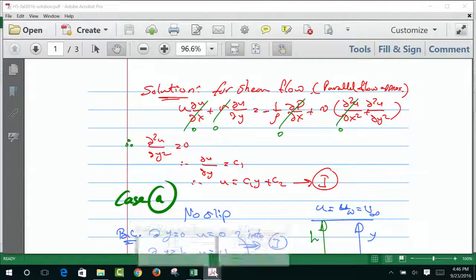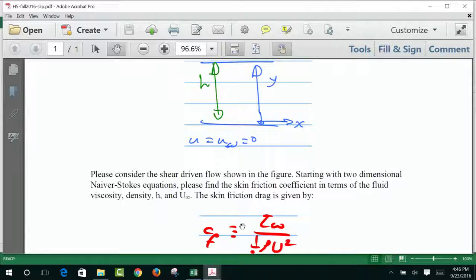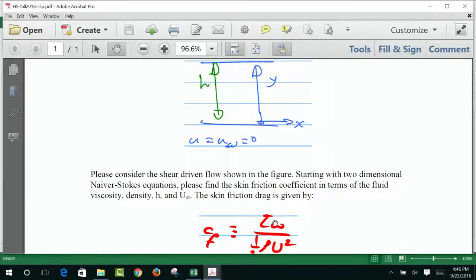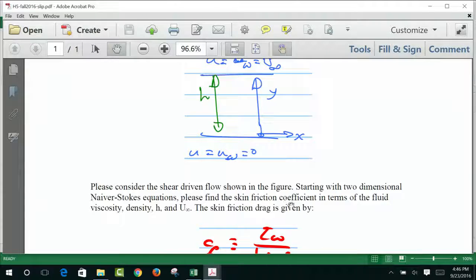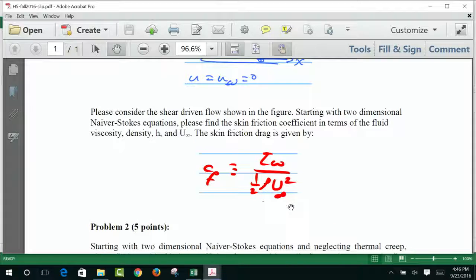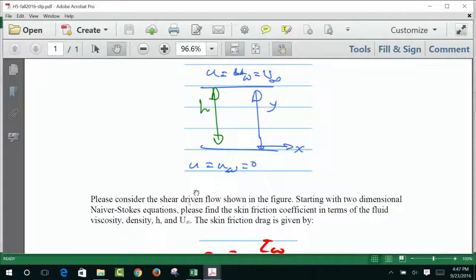Why? Because he didn't say anything about the pressure field, right? What did he say? That it's just pure skin friction, pure shear driven flow. So please consider the shear driven flow. That basically says it's mainly because of the shear, there is no superimposed pressure on it.